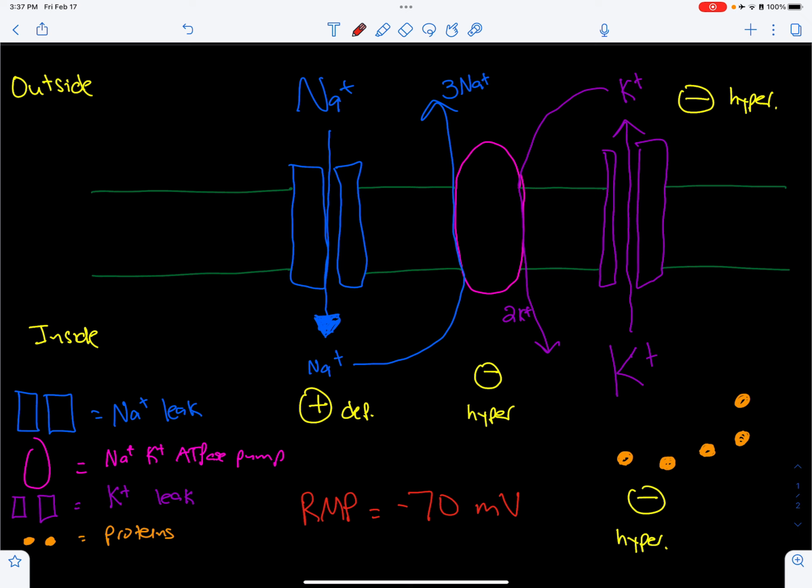Now, if we got rid of the pump, I want you to think about what would happen. If you think you know the answer of what would happen to membrane potential if we got rid of the pump, send me an email, let me know.